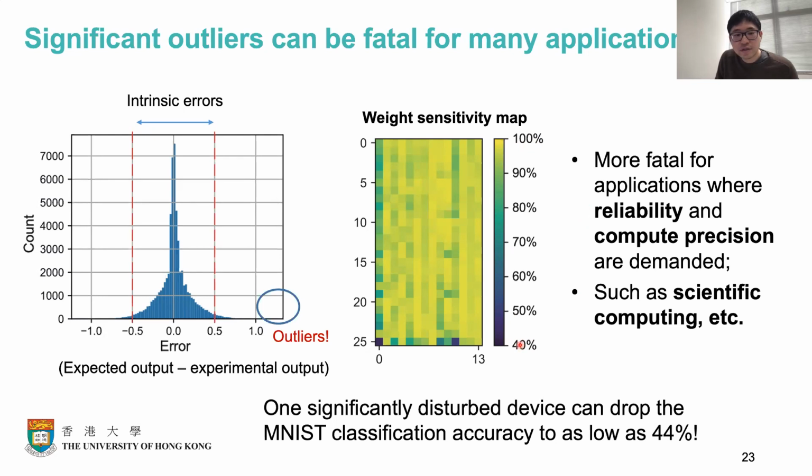And this is only for neural networks, which we know for sure are tolerant of defects. It is going to be even more fatal for applications where reliability and computing precision are demanded, such as scientific computing. So for those applications, this kind of analog correction is more needed.